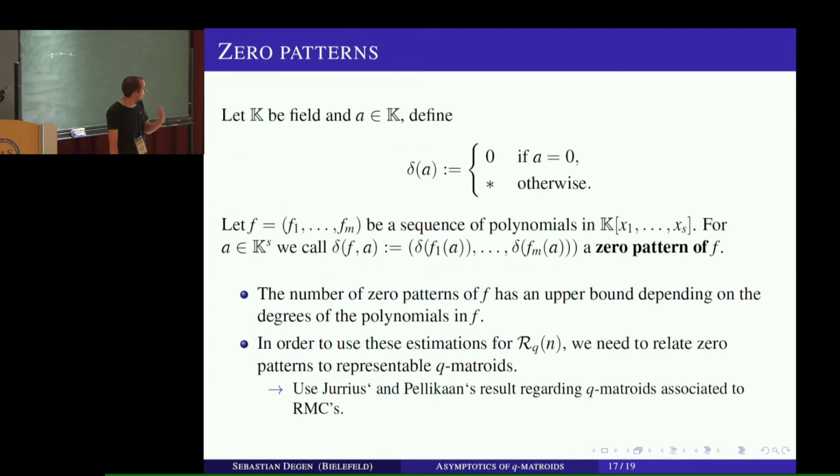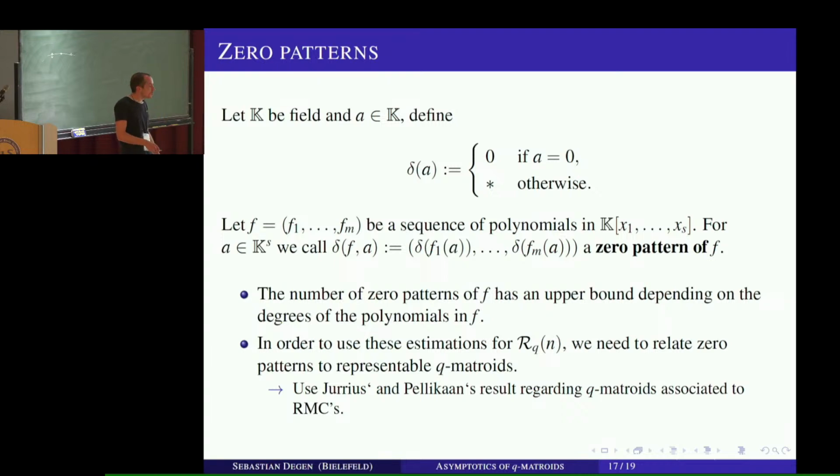So what is a zero pattern? In general, really short. Let K be a field, and we fix a field element, and we define delta of a to be 0 if a is 0 and asterisk otherwise, so we don't care about the value when it's not 0. Then, if we have a sequence of polynomials in some polynomial ring in s variables, and we take an element a of the vector space K^s, this expression here will be called a zero pattern. So it's just the evaluation of every polynomial in a and then evaluating delta on all of these values.